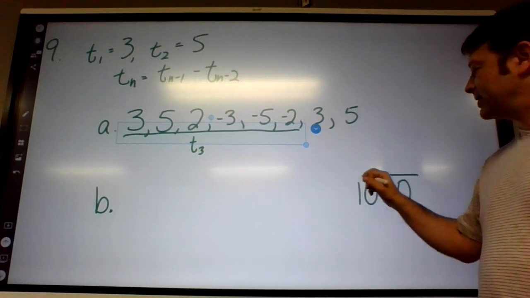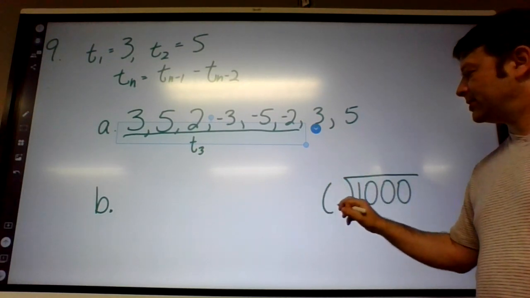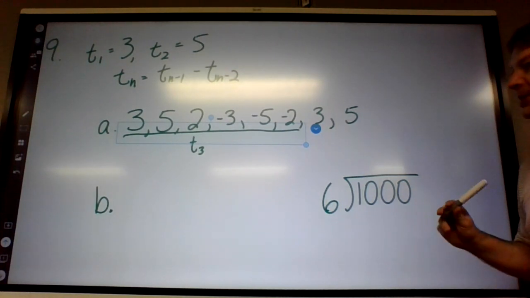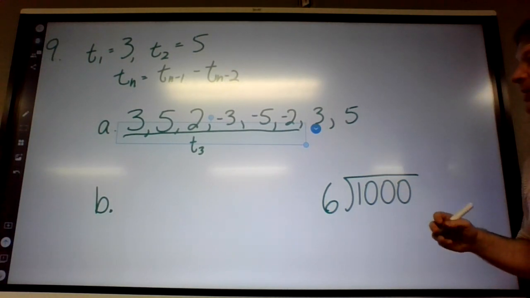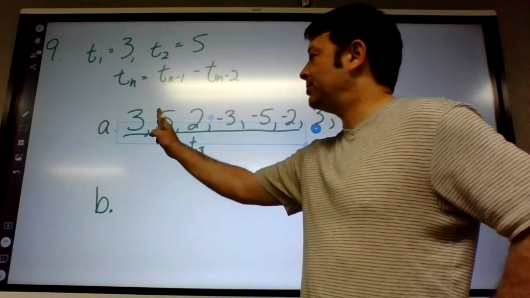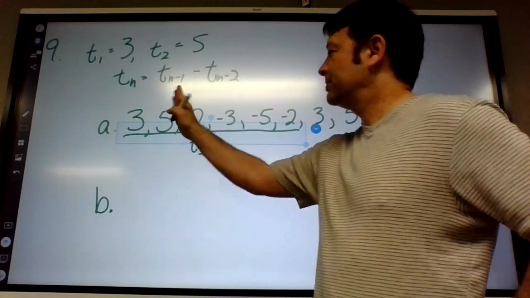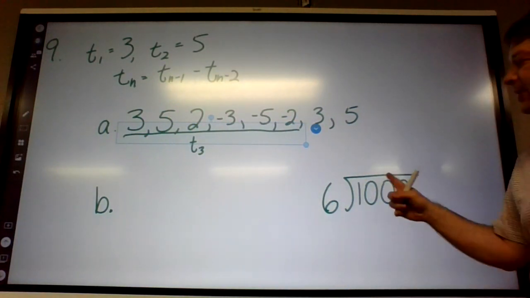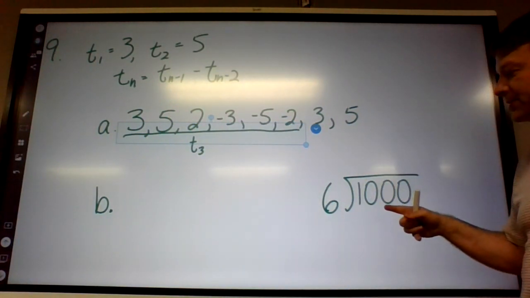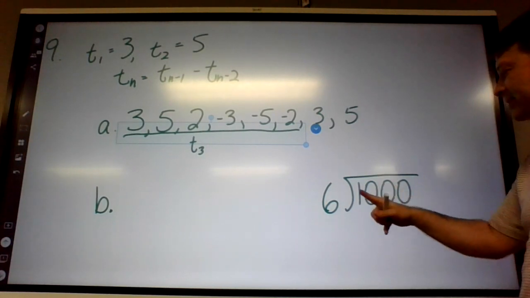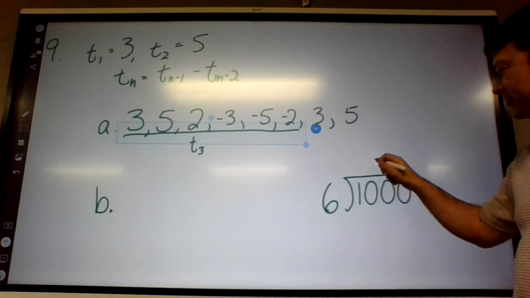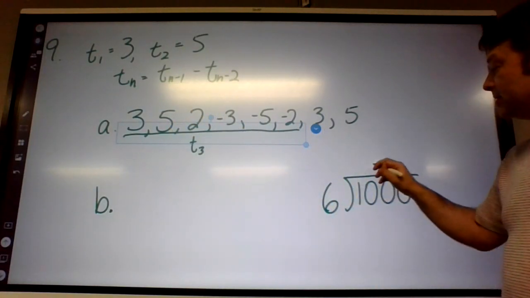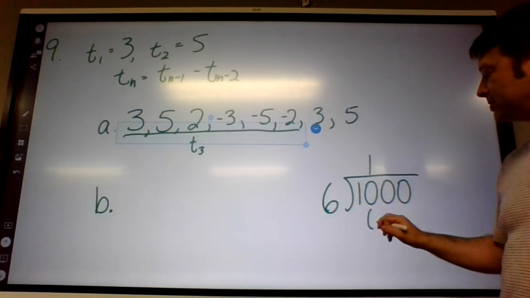Well, if we divide 1,000 by 6, and the calculator might not help too much here, because we need the remainder. The remainder tells us how far are we into our next pattern. So how many times does this go through 6 numbers? And then we need the remainder to tell us where we are in our little chain of events here. So 6 goes into 10 once, 1 times 6.